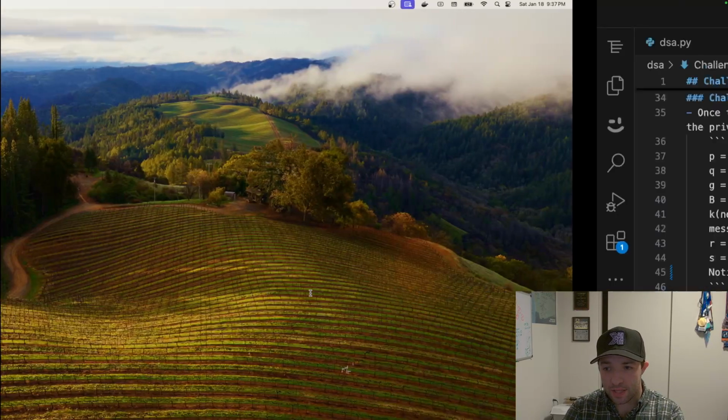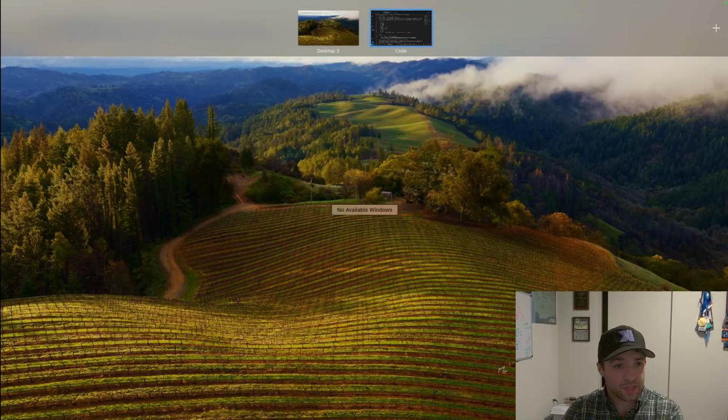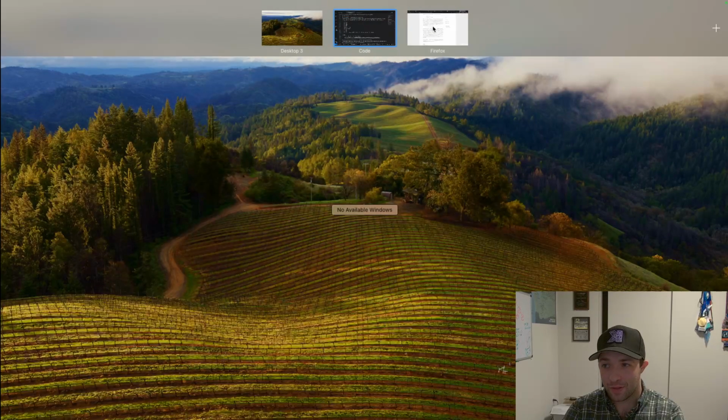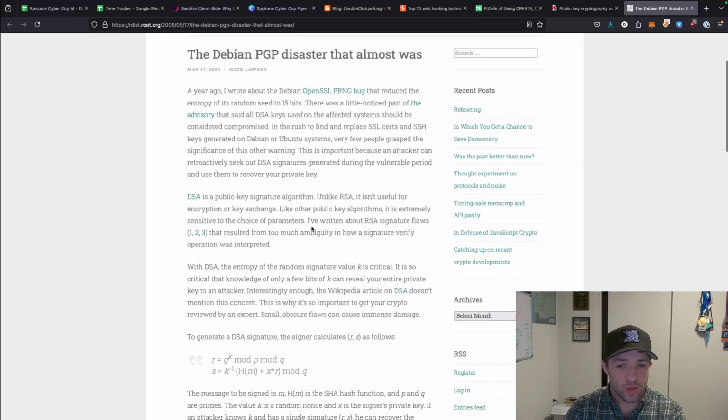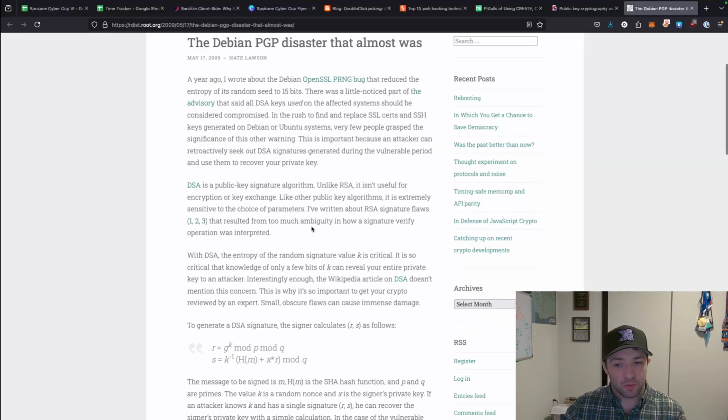Now we have linked a really nice article for this. This article talks about a situation where an OpenSSL pseudorandom number generator bug led to the random seed only being 15 bits. And because this is brute forceable, that means that we can try to guess the nonce. And it's 2 to the 15th power. It really isn't that many things. So we can just try over and over again until we're actually able to recover the key.